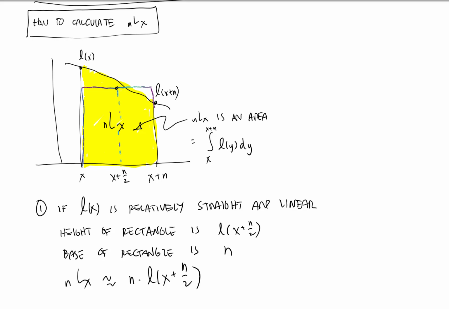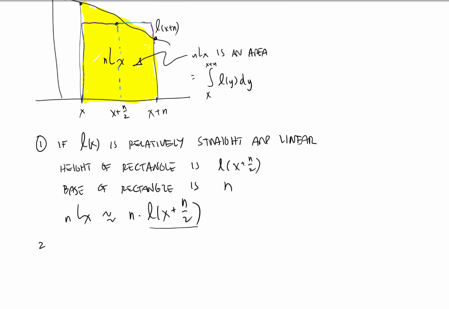There's a problem with that, of course. Although we sometimes know what L of x and L of x plus n are, this particular approximation requires that we also know what L of x plus n over 2 is. So that's a problem. If we have full information, then we can approximate it like that. Here's a second way, which doesn't use this x plus n over 2, the halfway point between the ages x and x plus n.